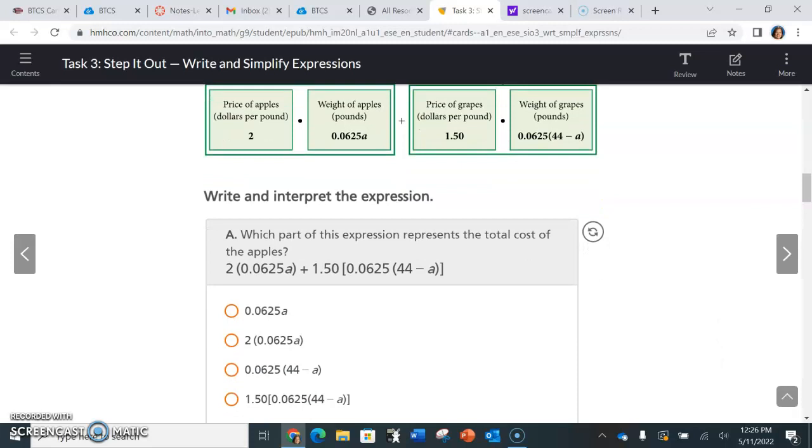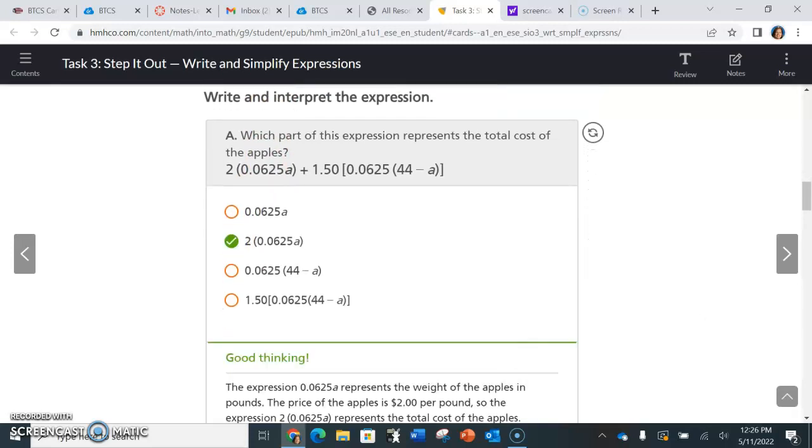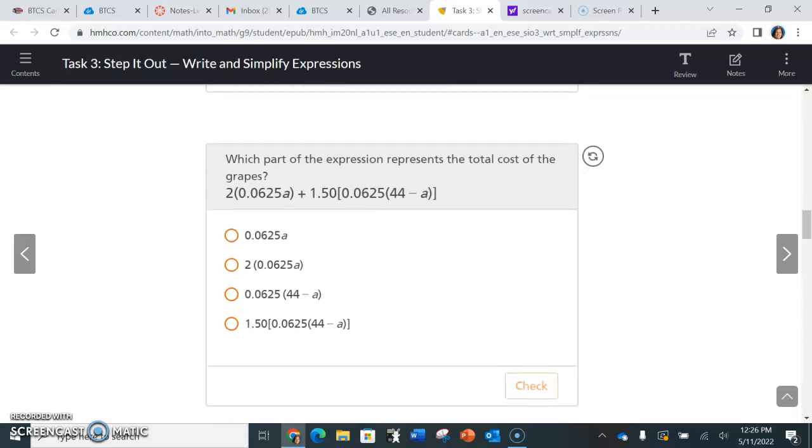All right, so it says write and interpret the expression. Which part of this expression represents the total cost of the apples? Well, the total cost of the apples is these two parts here together. So 2 times 0.0625A would represent the cost of the apples. Which part of the expression represents the total cost of grapes? Well, that would be the second part. The 1.50 times this here would be the total cost of the grapes.